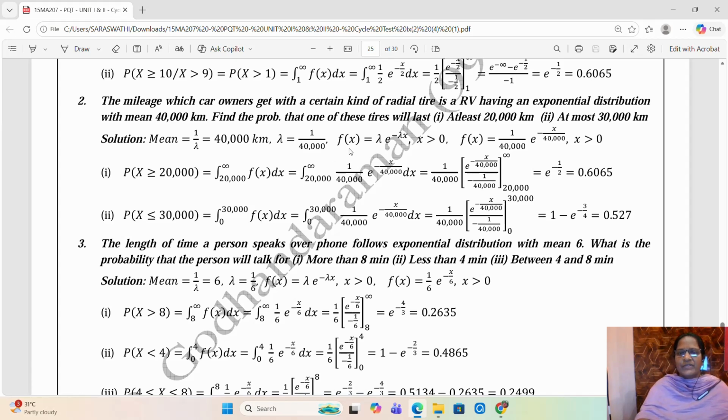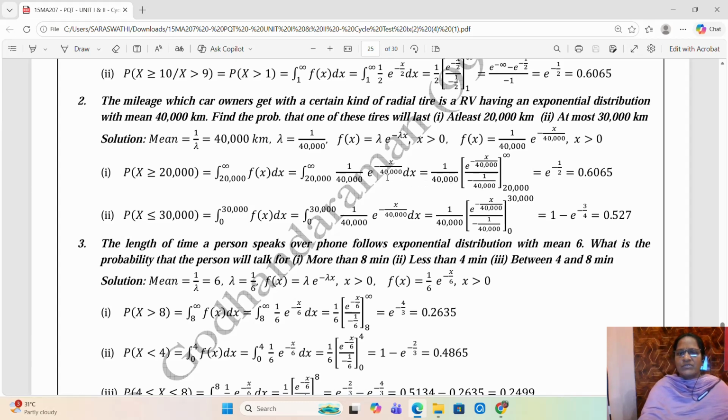So now f(x) is equal to lambda times e to the power minus lambda x, for x greater than 0. This is the formula. Here lambda is 1/40,000, so f(x) equals 1/40,000 times e^(-x/40,000), for x greater than 0. Now the first question: at least 20,000 kilometers. So P(X >= 20,000) equals the integral from 20,000 to infinity of f(x) dx, which is 1/40,000 times e^(-x/40,000) dx.